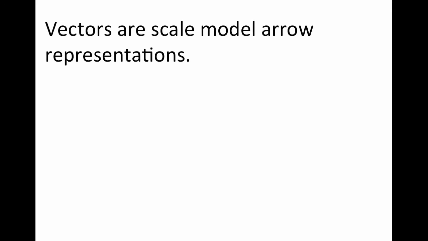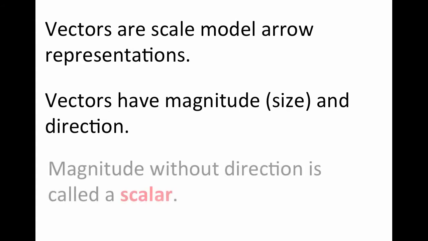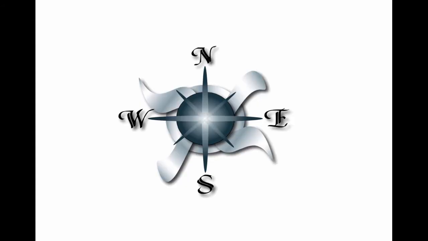Okay, so our vectors are going to be scale model arrow representations of physical quantities, things that we talk about in physics. These vectors, like an arrow, are going to have size to them, and like an arrow, they're also going to point in a particular direction, and that becomes important for us. Okay, so if we just have the size of it, they call that a scalar. So a little vocabulary word for you there. Just the size would be the scalar. But when you add in the direction, you also have what we call a vector.